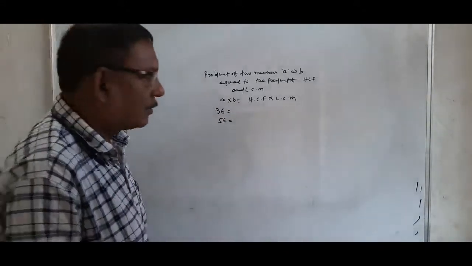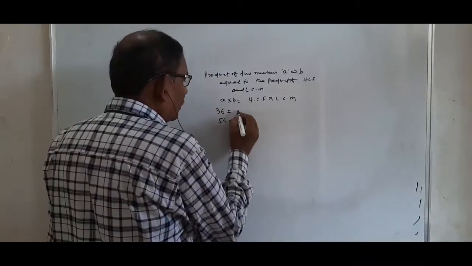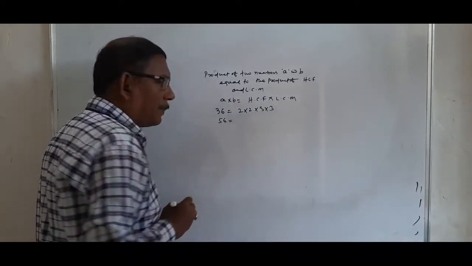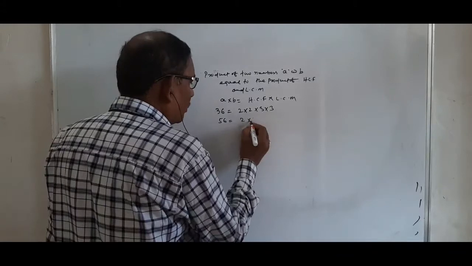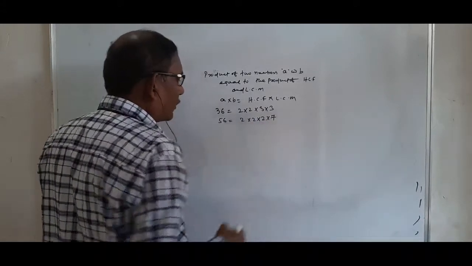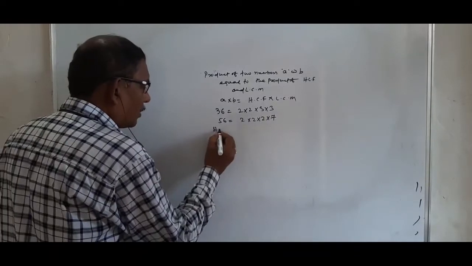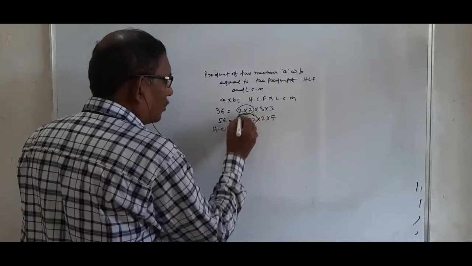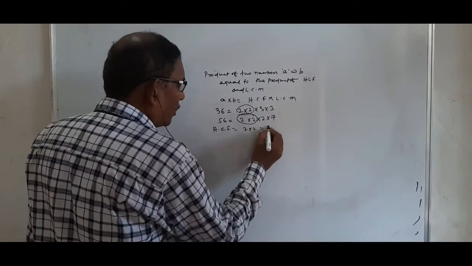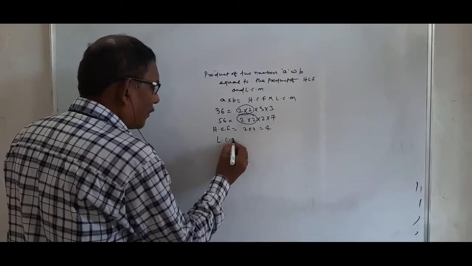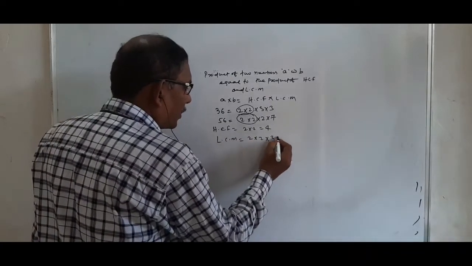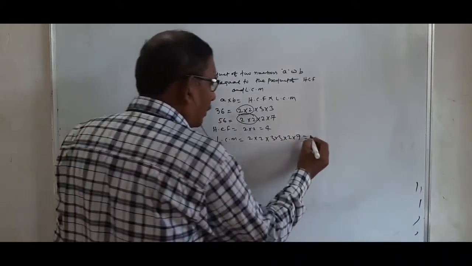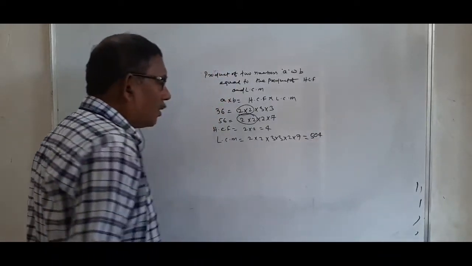Take the example 36 and 56. First write down the prime factors. Okay. 36 is 2 into 2, 3 into 3. 56 is 2 into 2 into 2 into 7. So here the HCF: the common prime factor is 2, 2. So 2 into 2, that is your 4. LCM: 2 into 2, 3 into 3, 2 into 7 is equal to 504.